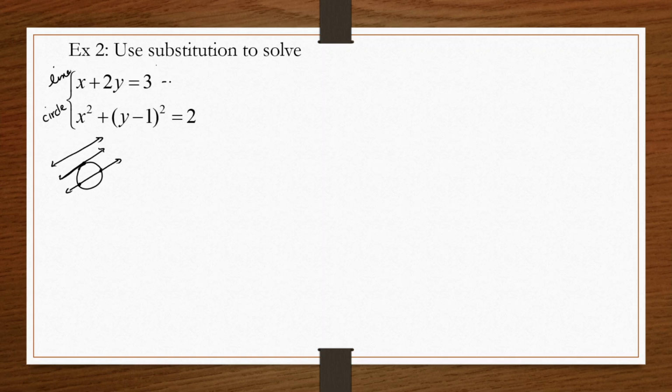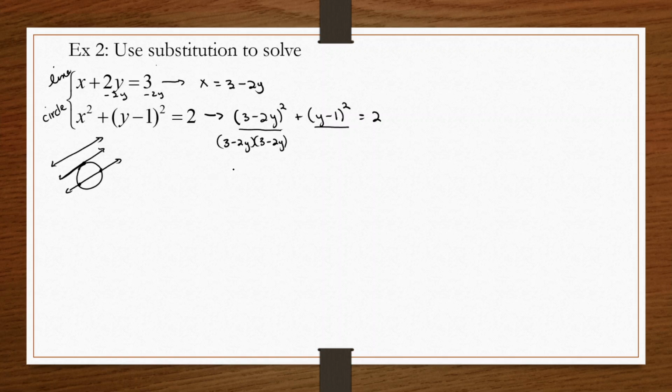And again, we're going to use substitution. This first equation tells me x equals 3 minus 2y. Simply subtract the 2y from both sides. And that makes the second equation my x squared plus y minus 1 squared equals 2. Now I'm going to FOIL each of these things out. That means I'm doing 3 minus 2y times itself.